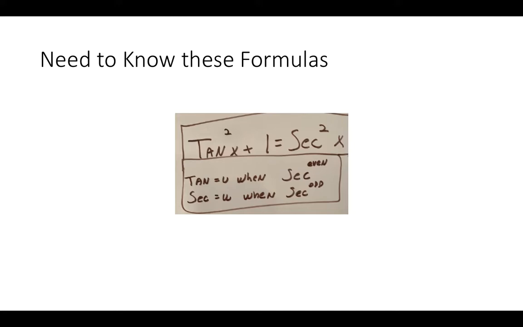But the main thing that you want to start off with is in the beginning of the problem. If you see your secant has an even exponent, you're going to try to make u equal to tan. If your secant has an odd exponent, you're going to try to make secant equal to u. You'll understand more what this means as we go through problems. So let's start with the first problem.